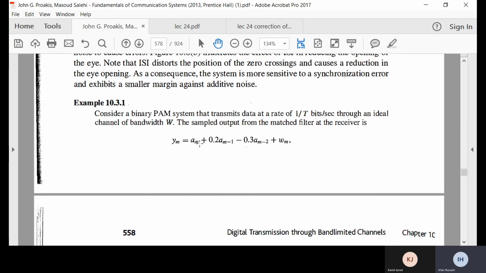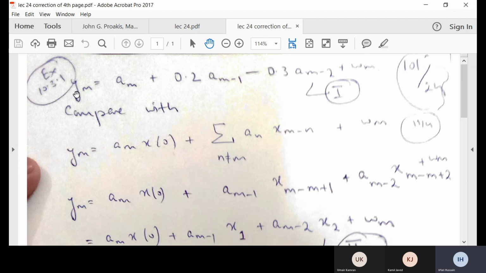So it says that we have binary PAM, alright. So PAM could be +1 and -1. Data rate is 1 over T bits per second. Bandwidth of the channel is W, and the output that we receive at the match filter is given as follows. So this is what I've written in my corrected note. So this is the output that we are getting.